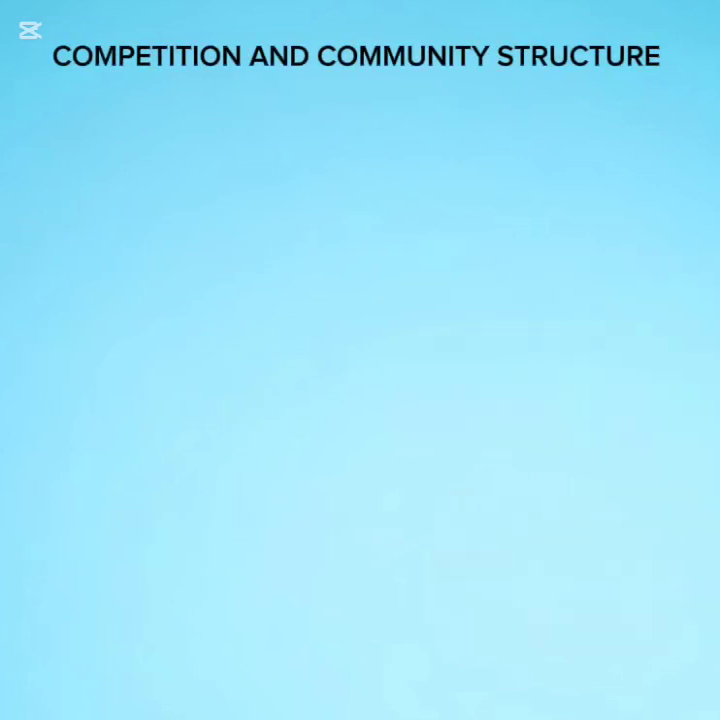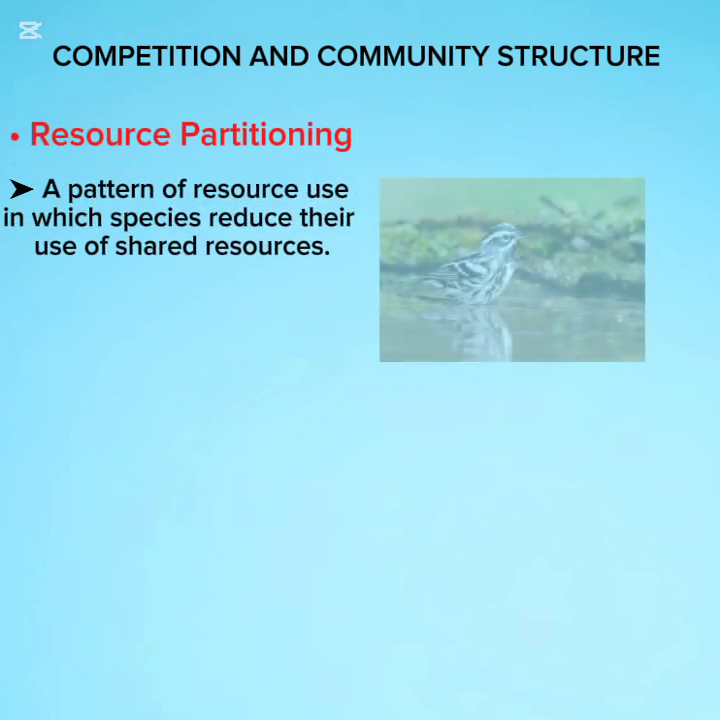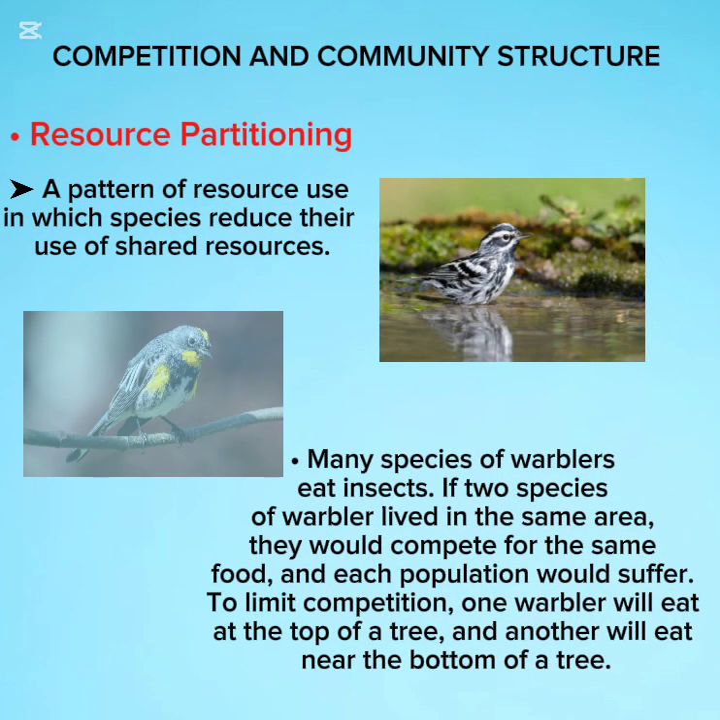Competition and community structure. Resource partitioning. Resource partitioning is a process in which species that compete for the same resources evolve to use those resources in different ways or at different times, reducing direct competition. This can involve dividing a habitat into distinct niches where each species can thrive.